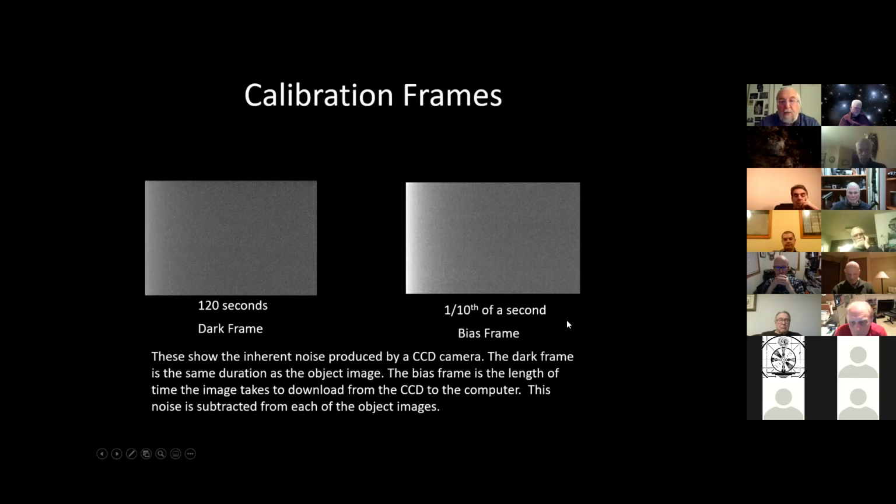And then here's a bias frame that's 1/10 of a second. This is the readout noise, the inherent noise produced by a CCD camera or a DSLR. The dark frame is the same duration as the object image, or the light frames. And the bias frame is the length of time that the image takes to download from the CCD to the computer. So this noise is subtracted from each of the object images.